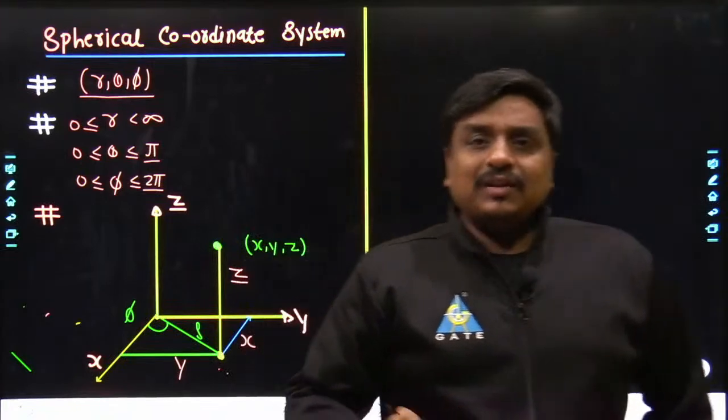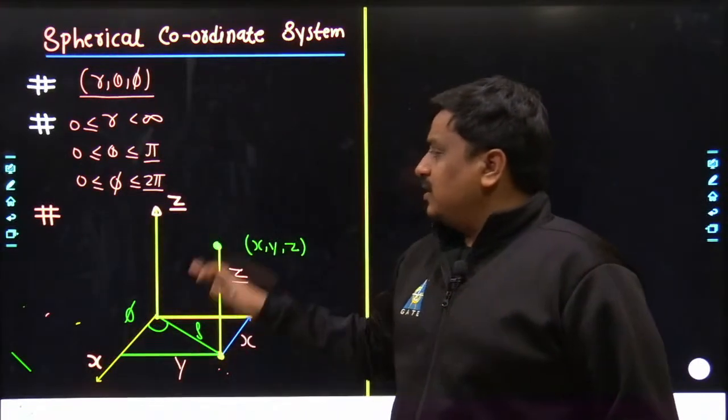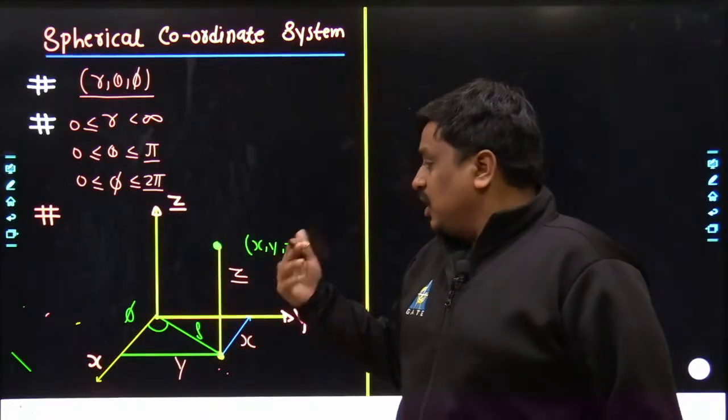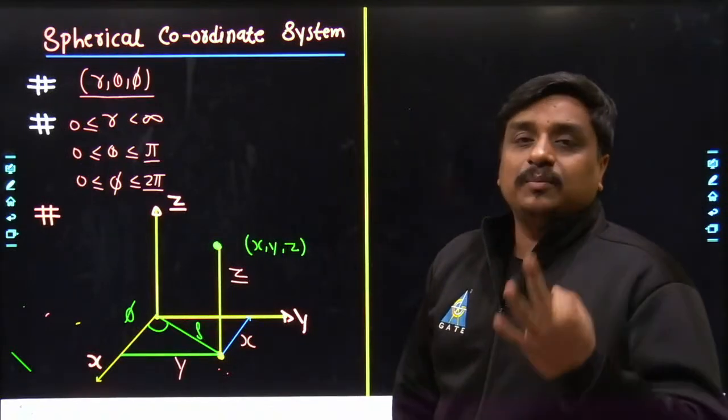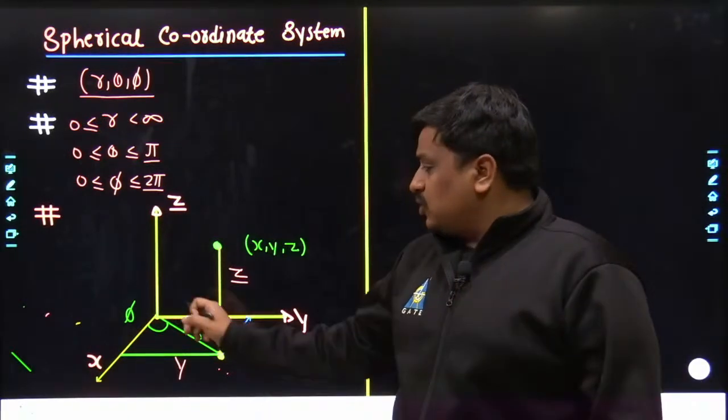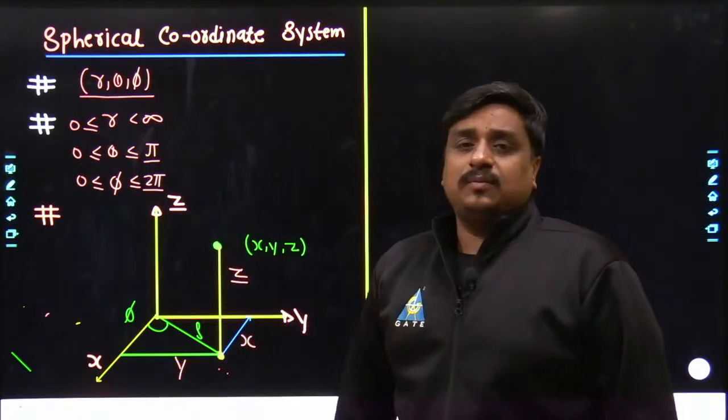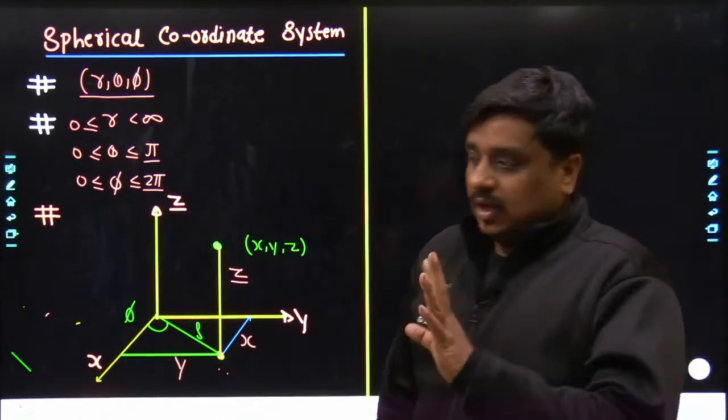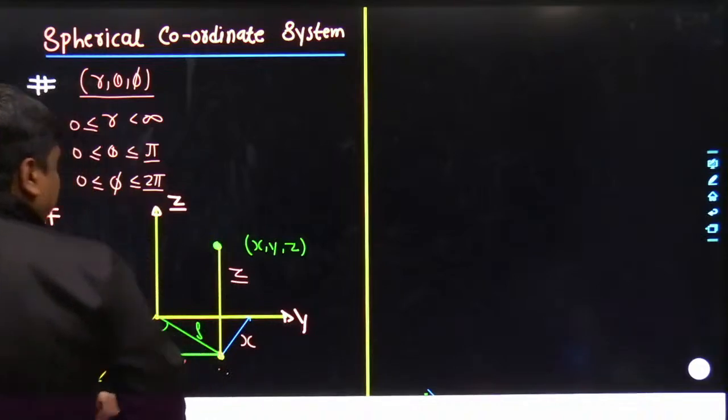So within the same coordinate system, you can find the Cartesian as well as the cylindrical coordinate system. Because the cylindrical coordinate system used to have 3 numbers. What are they? They used to have rho, they used to have phi, they used to have z. Agreed, no?